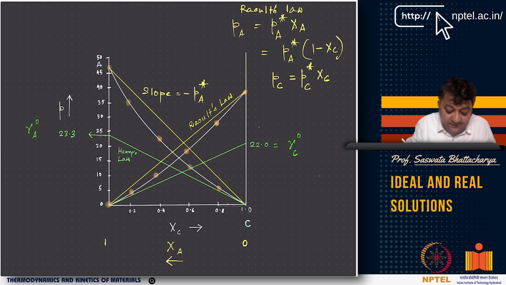Because when I'm looking at A as the solute, C is the solvent, A is the solute, then we have to draw the tangent at C equal to 1, right? So at C equal to 1, this gives me the gamma A0. So these are called the constants from Henry's law.